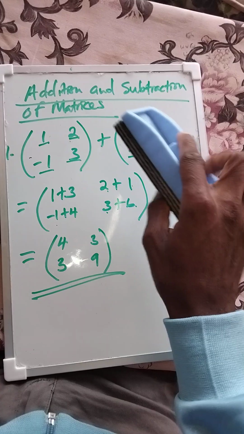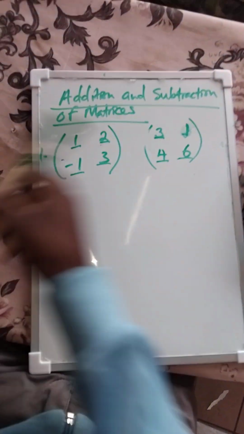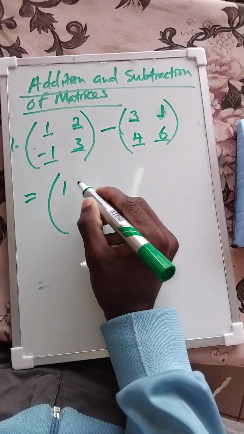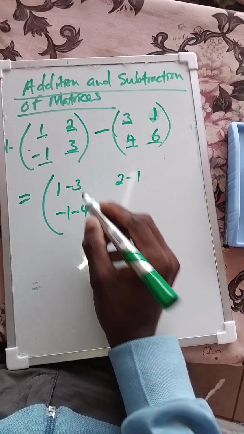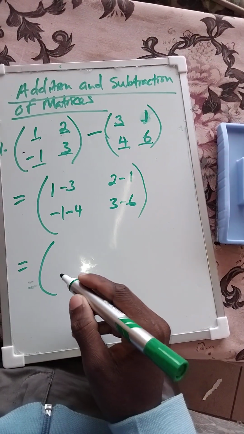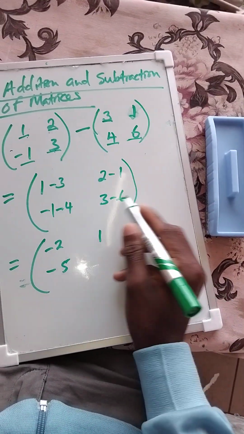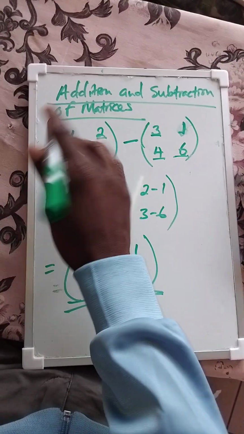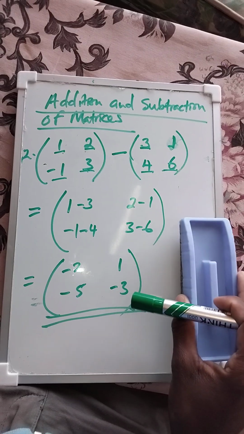For subtraction, we do the same with minus: 1 minus 3, 2 minus 1, -1 minus 4, 3 minus 6. So here we get negative 2, negative 5, 1, negative 3. That is subtraction, and that is the example.